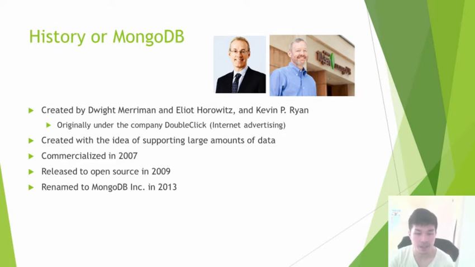And they basically came to a chokehold where the performance wasn't doing well after it got to a certain amount of data. So they created MongoDB with the idea of supporting large amounts of data and being scalable. It was commercialized in 2007, released to open source in 2009, so that's when the general public could access it, and then renamed to MongoDB Incorporated in 2013.